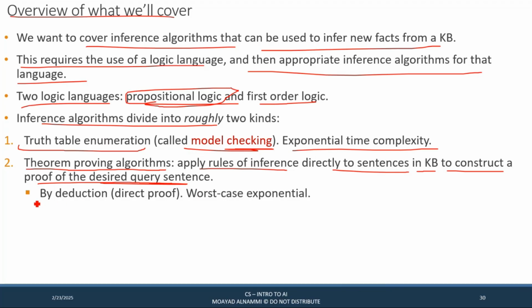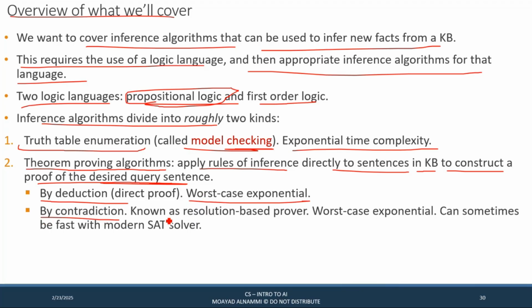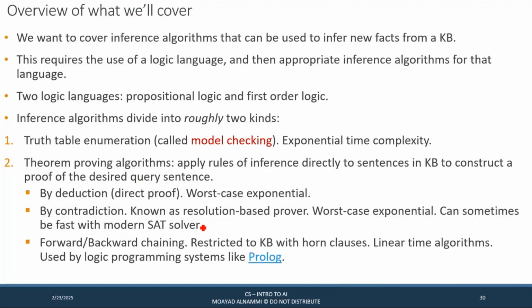And there are a couple of approaches to theorem proving. You can go direct proof. This also has a worst case exponential time. You can do proof by contradiction. There is a known algorithm called a resolution-based theorem prover that we'll discuss. Also, the worst case is exponential. You can sometimes make this fast in practice using a modern SAT solver, but this is not guaranteed.